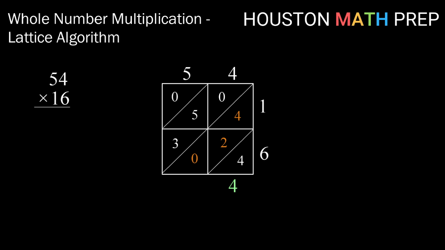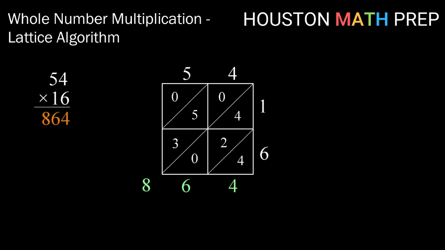So 4 plus 2 plus 0 gives us a tens place of 6. For our 100s place, we'll add up the numbers in the next diagonal. So 0 plus 5 plus 3 gives us 8. If we had anything in our next diagonal, we would add that in as our thousands place, but since we don't, our final result for 54 times 16 is 864.